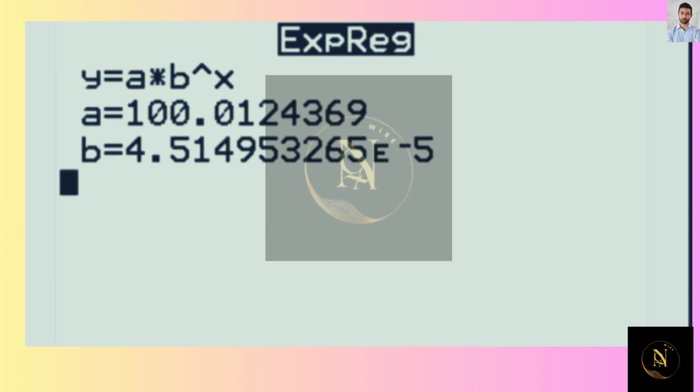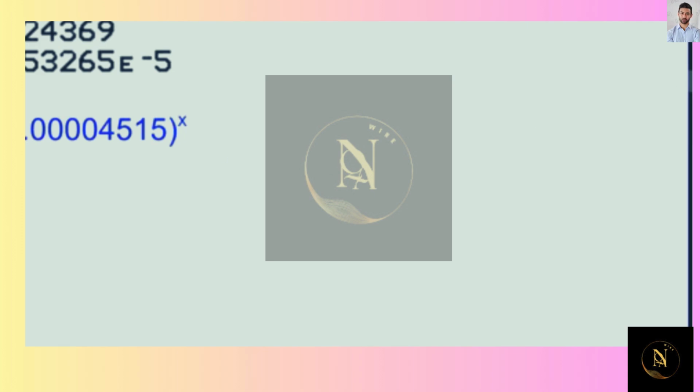So here are the values that we put into the exponential model. And if you're going to write this down, you can write something roughly like this. Notice that the base is 4.5 times 10 to the negative fifth, so that can be a challenging one to write without putting a whole bunch of numbers in.